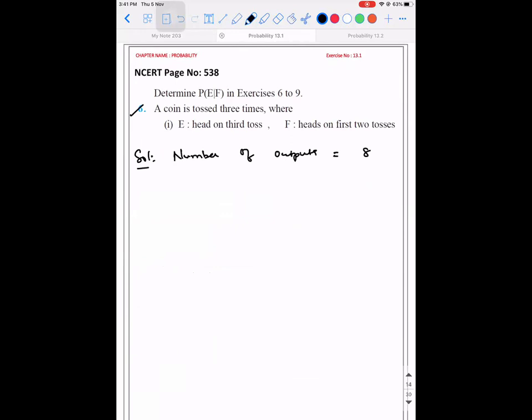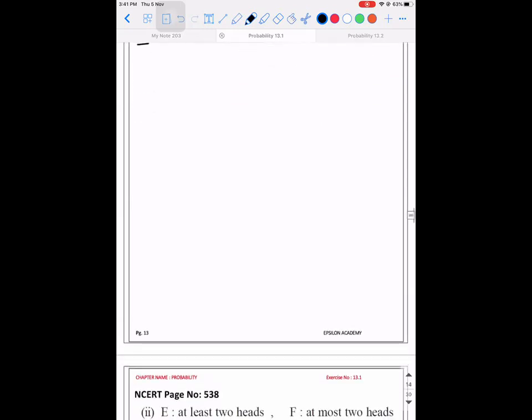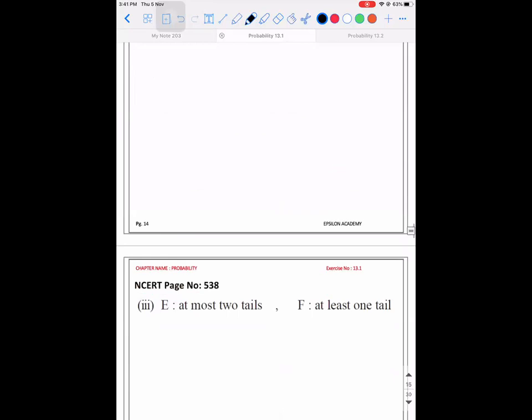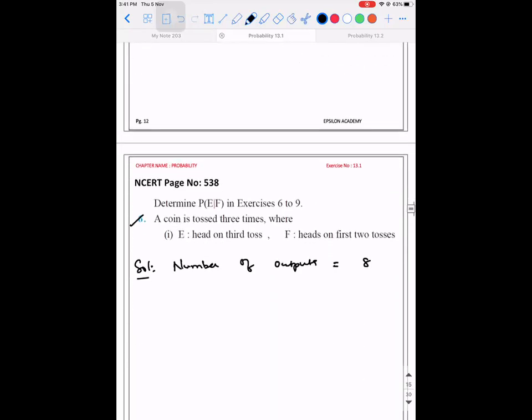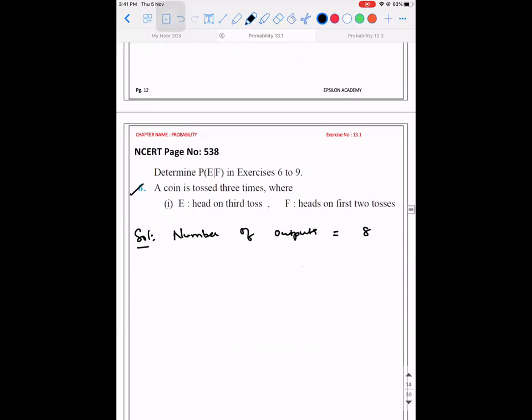Where E is an event where head is falling on the third toss and F is an event where head is falling on the first 2 tosses. What are they asking? They've asked the probability of E given F. So E is the event where head is falling on the third toss. F is an event where head is falling on the first 2 tosses.